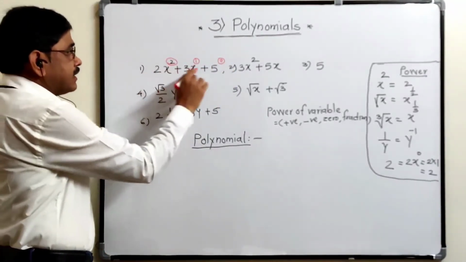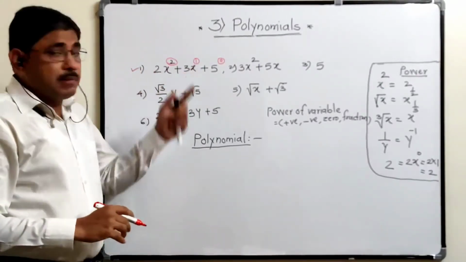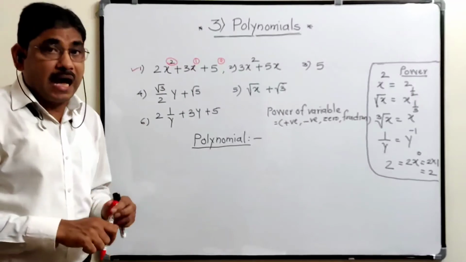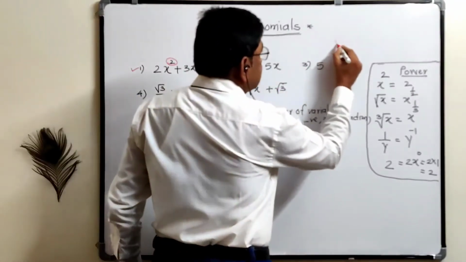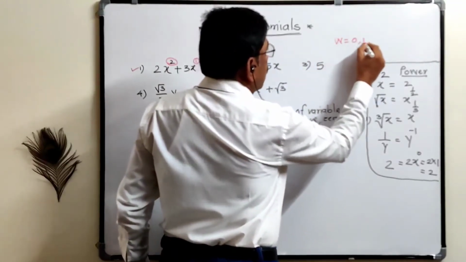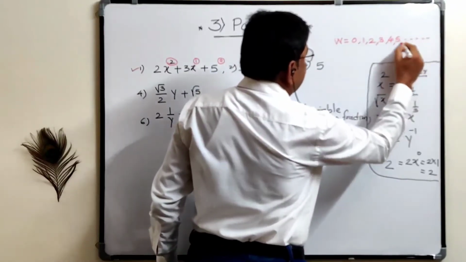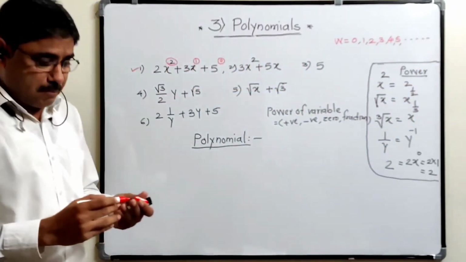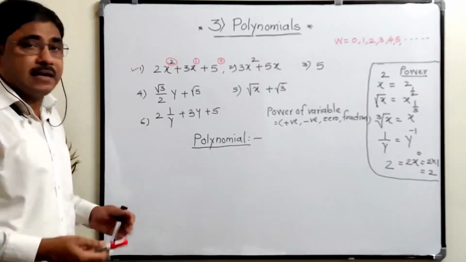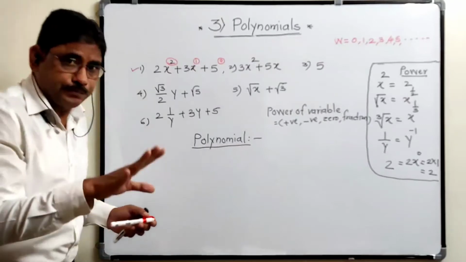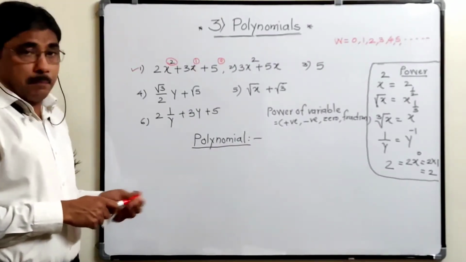So here in this first example, all this variable means powers of the variables are whole numbers. Whole numbers, you know, whole numbers means this W is equal to 0, 1, 2, 3, 4, 5 and infinite. These are known as whole numbers. So here the power is whole number. Whole number, or we can say either 0 or positive. The power is either 0 or positive, or it is whole number.